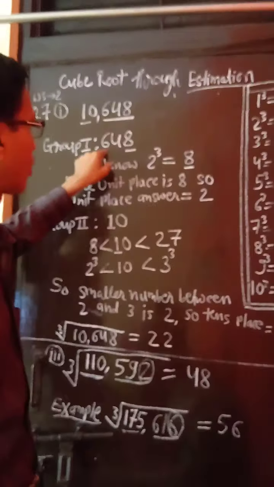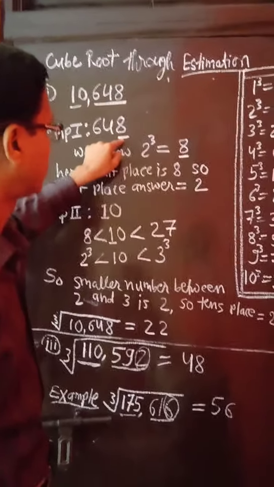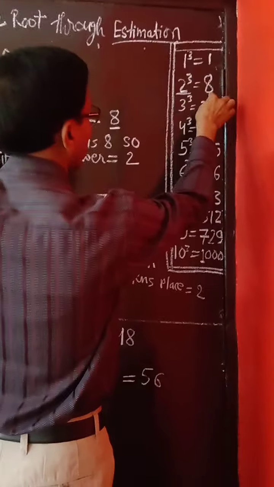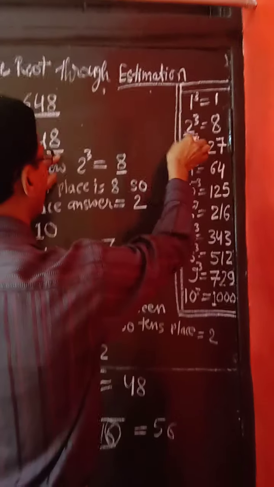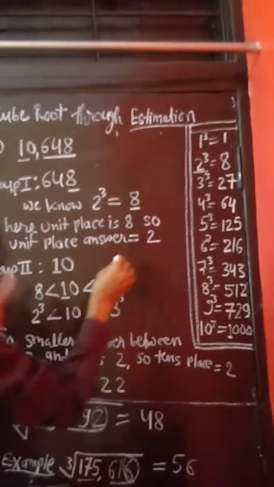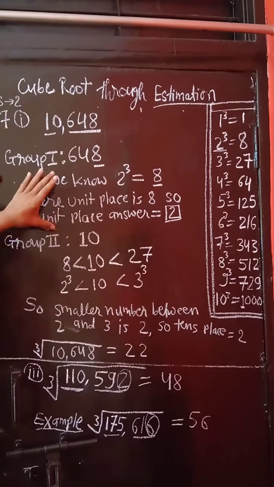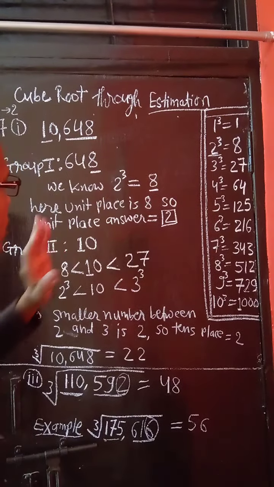So from the first group we see 8. Where is the 8? Here. So 8 is the cube of 2. So our first answer is that the unit place is 2.